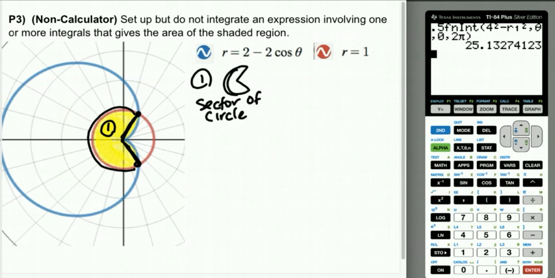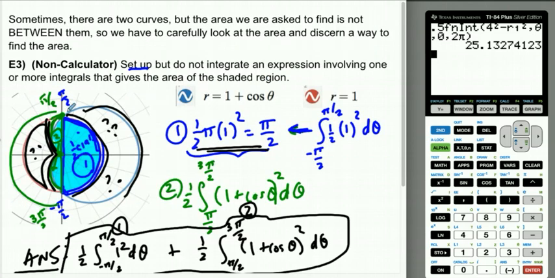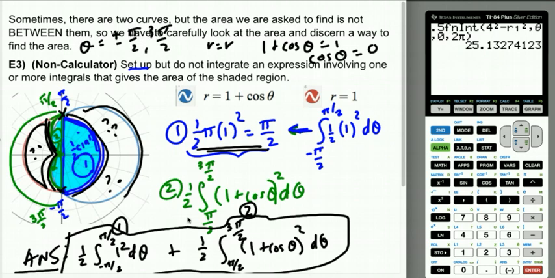Now on this one, I didn't actually do the work to set them equal to find the angles because it was pretty clear by visual inspection that they were pi over 2 and either 3 pi over 2 or negative pi over 2 because they were on the axis. I could have found that by setting r equal to r, and I would have gotten 1 plus cosine theta equals 1. So I would be asking when is cosine theta equals 0, and sure enough, it would be at all the pi over 2's, right? So plus or minus pi over 2, 3 pi over 2, etc. And those are the values I got.